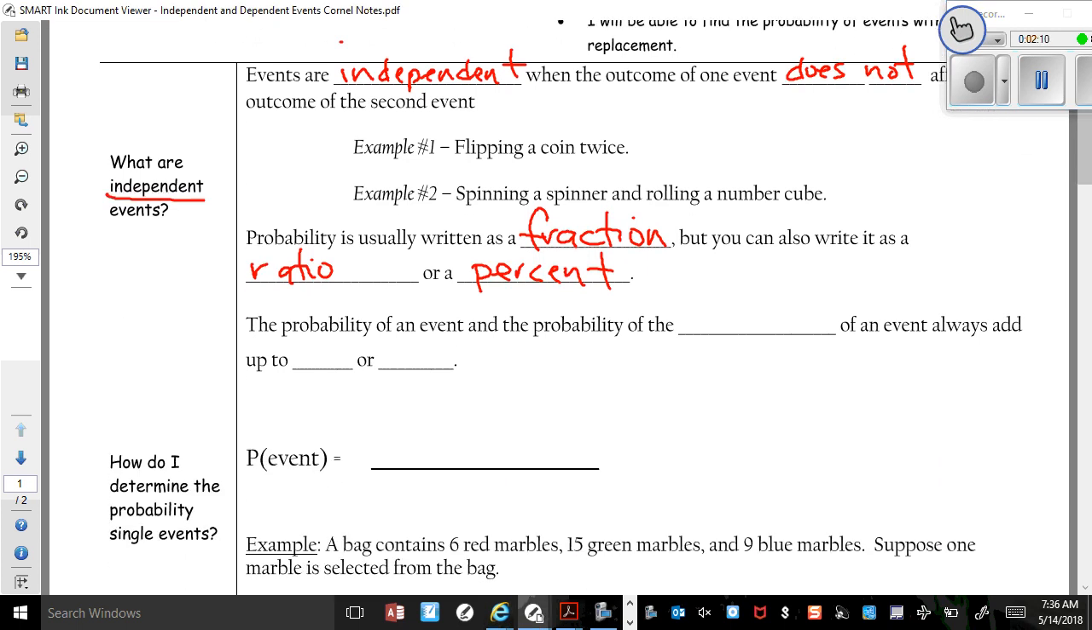So the probability of an event and the probability of the non-event, or the opposite of an event, always add up to what? 100. 100 what? One or 100%. I knew what you meant.